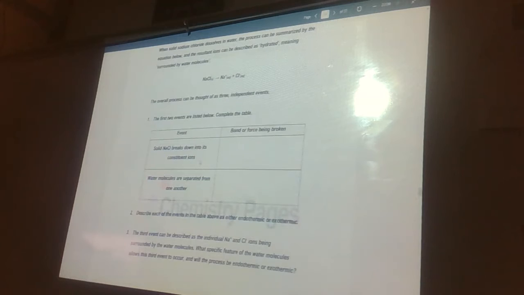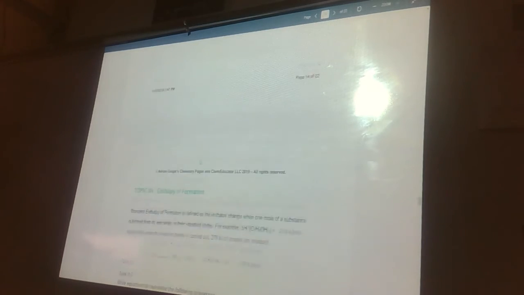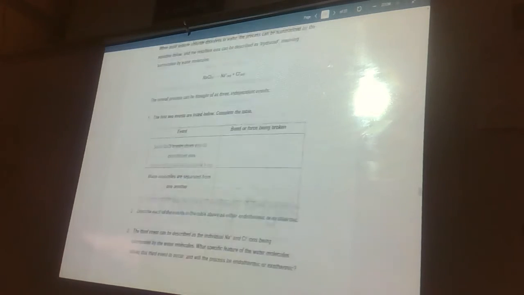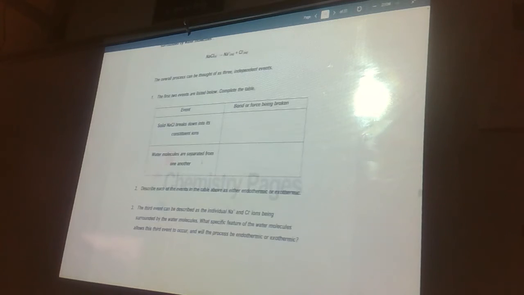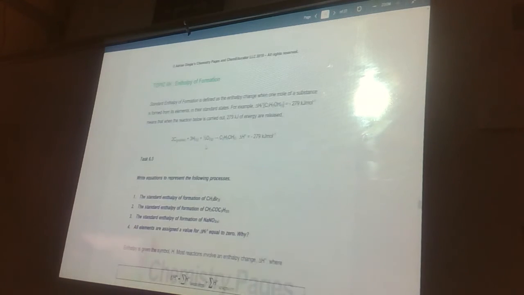Alright, let's do this example and then we're done for today. We're not done for today. Let's keep going. We're going to run out of time.